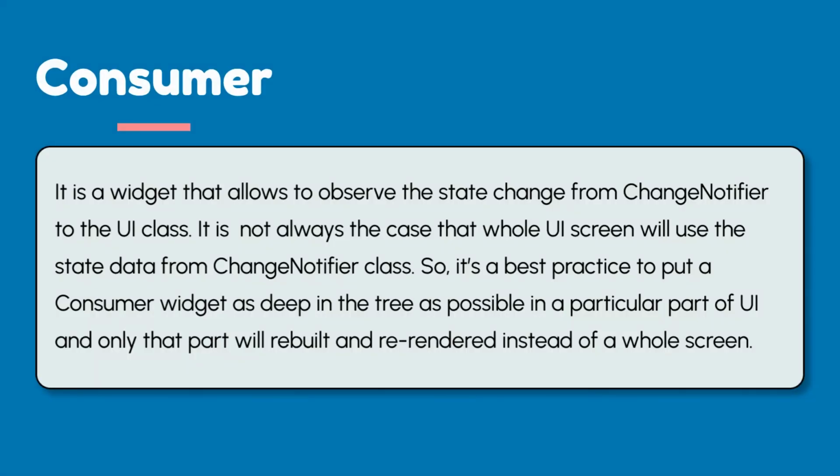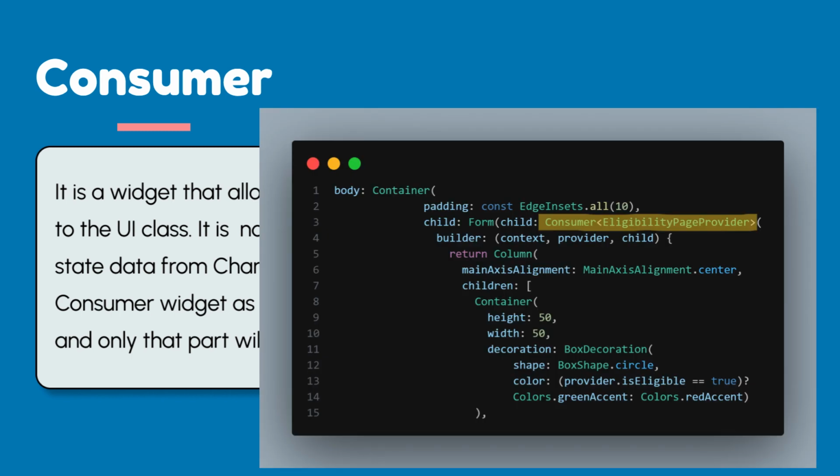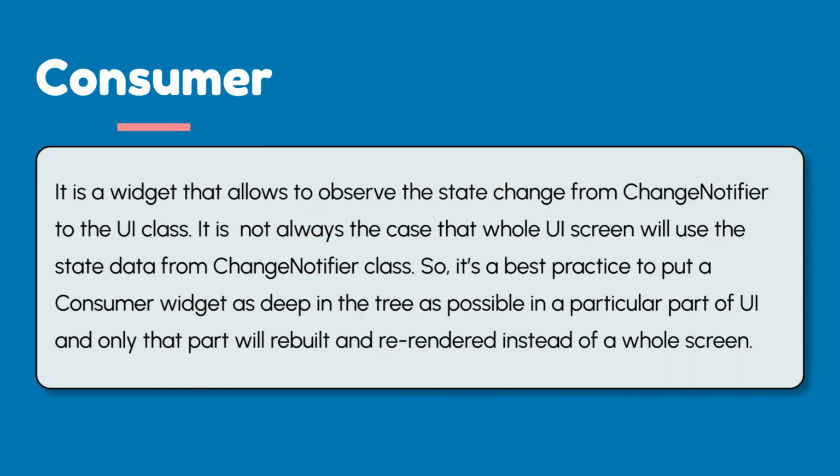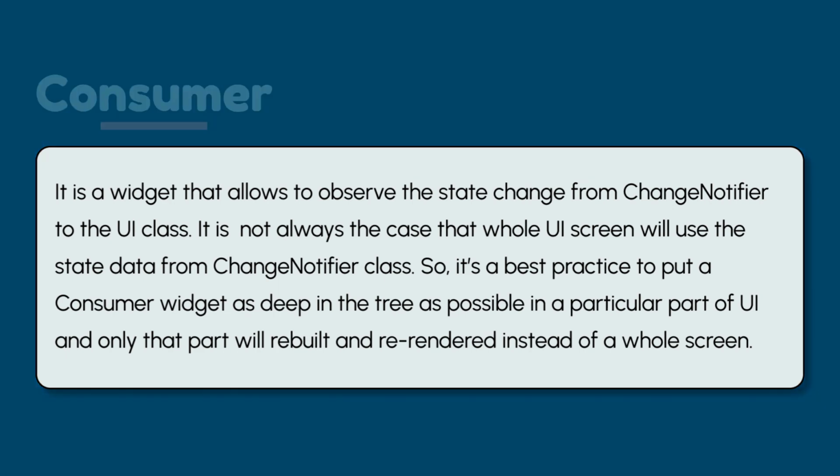Consumer. It is a widget that allows you to observe the state change from Change Notifier in the UI class. It is not always the case that the whole UI screen will use the state data from the Change Notifier class. So, it's best practice to put a Consumer widget as deep in the tree as possible, that is, in a particular part of the UI, and only that part will rebuild and re-render instead of the whole screen.